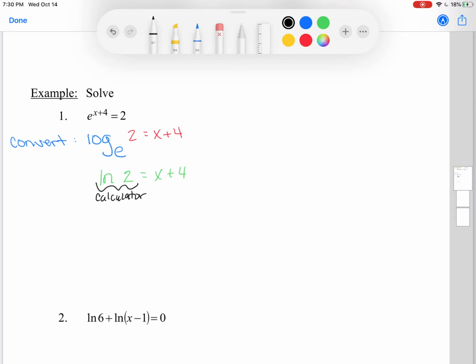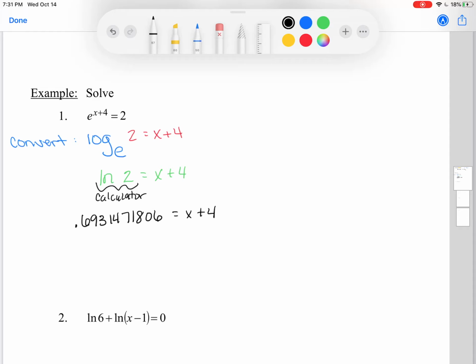Okay, and then as you keep going, notice that ln2 we can actually type into our calculator. So right away we get to use the calculator. So on your calculator, go ahead and type in ln2 and hit enter. And you should get the answer 0.69314711806. And then you still have it equal to x plus 4.